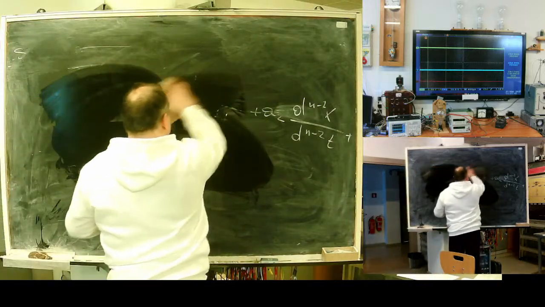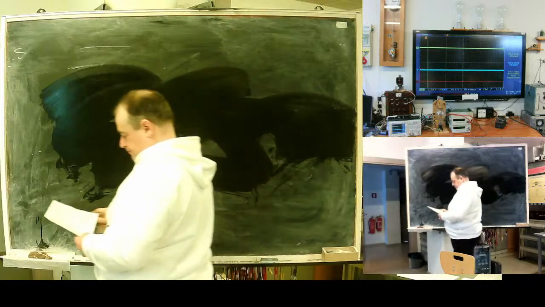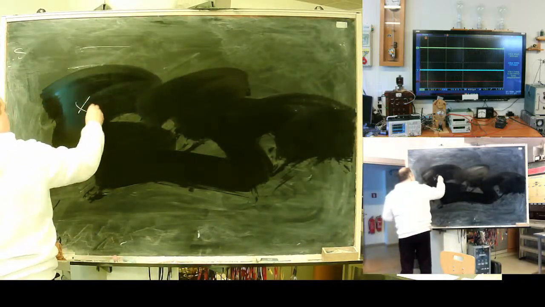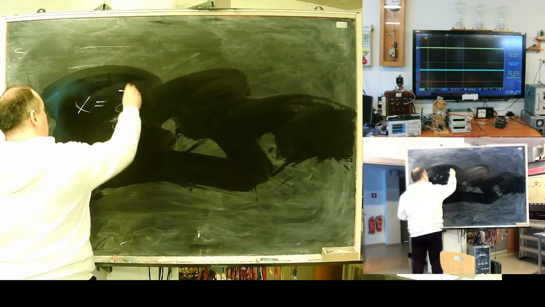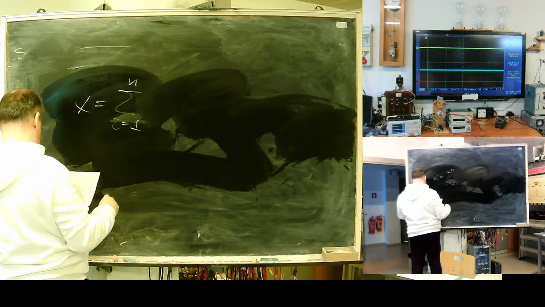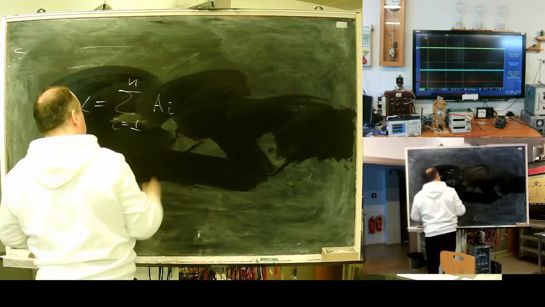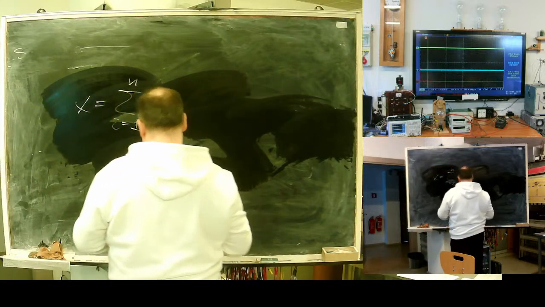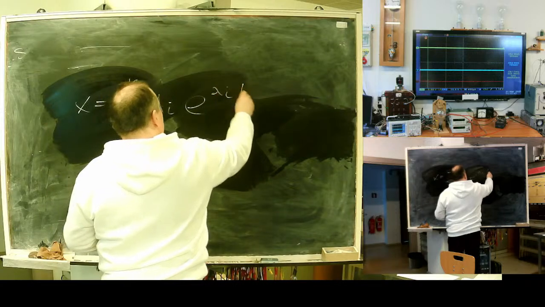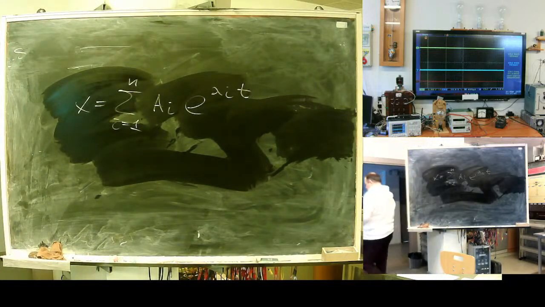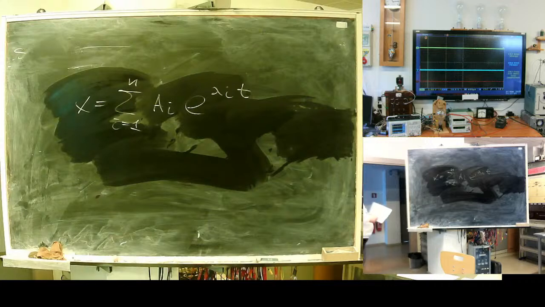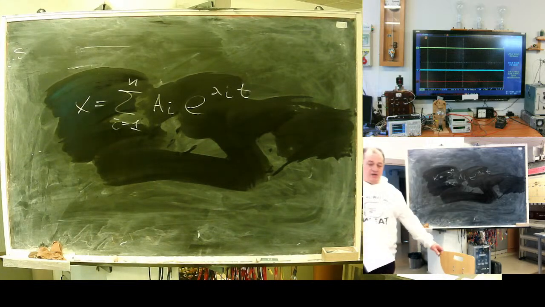The solution of such a system, what will we get? The solution is a sum where i starts from 1 and goes to the number n, of A_i, initial constants, times e to the power lambda t. And the lambdas here are roots of a special equation.